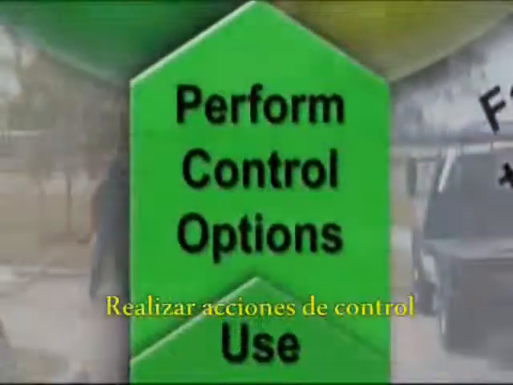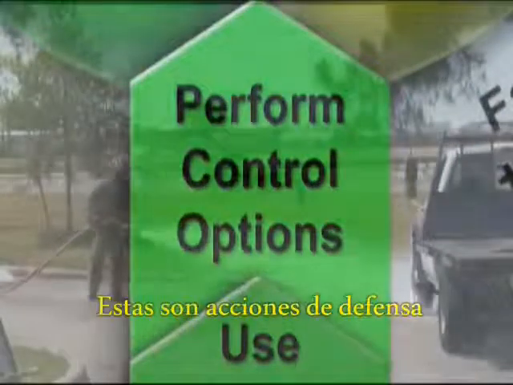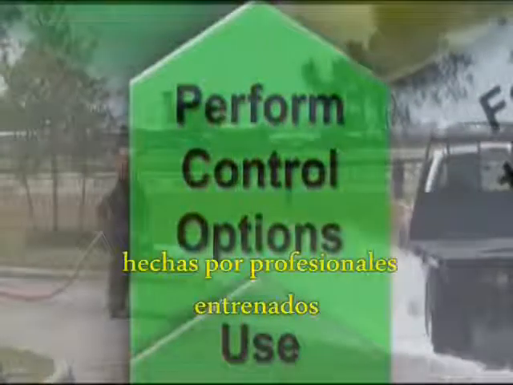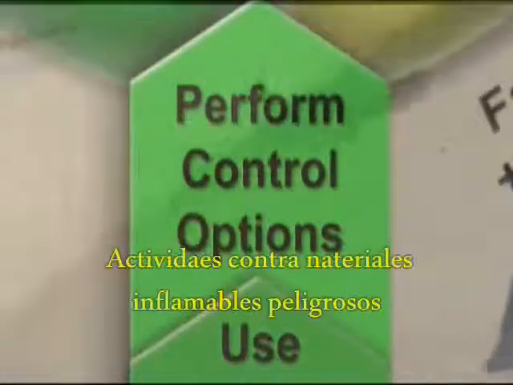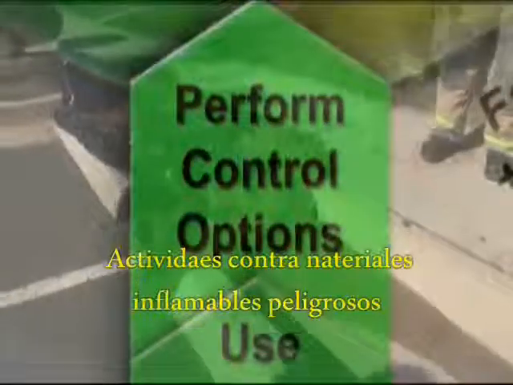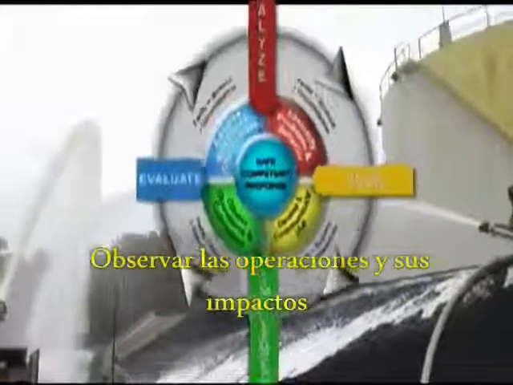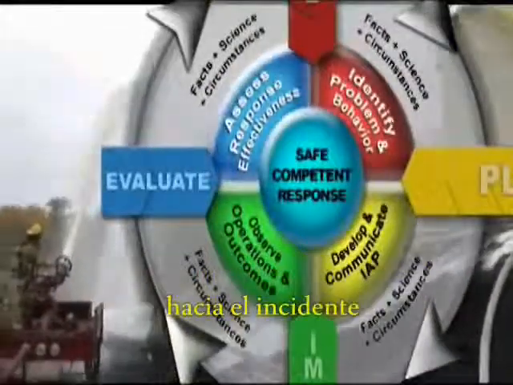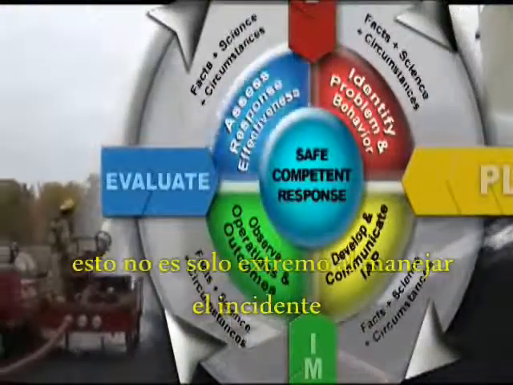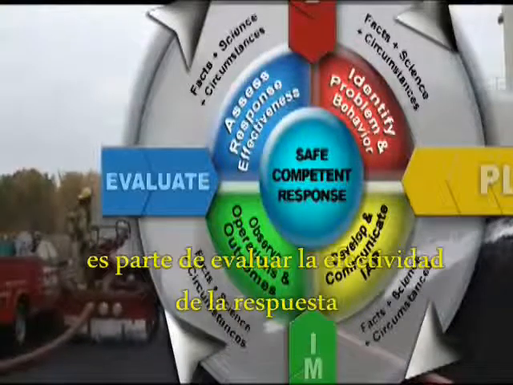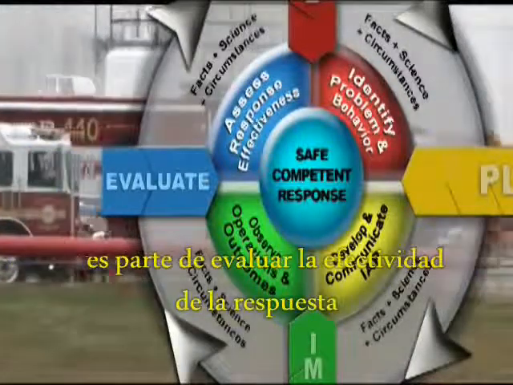Perform control options. These are the defensive actions taken by personnel based on their training and capabilities. These would include activities such as diking, jamming, and diverting hazardous material. As the incident action plan is implemented, observe the operations and their impact on the incident. This is not only critical to managing the incident, but also it is part of evaluating the effectiveness of the response.